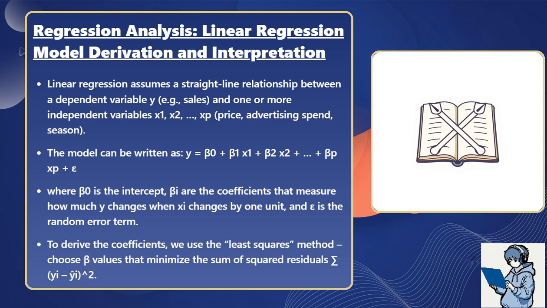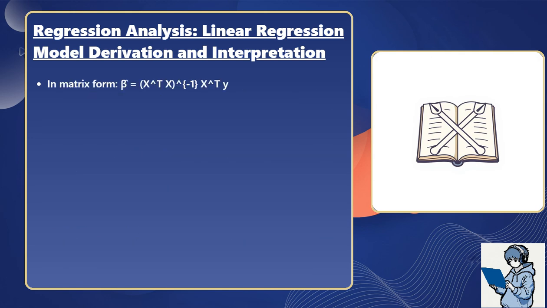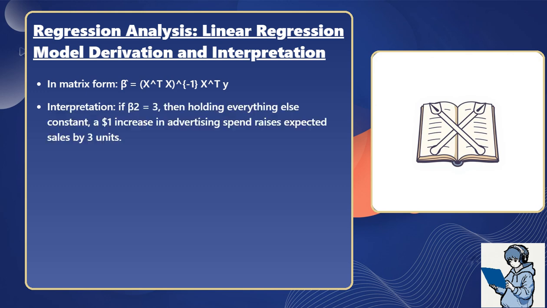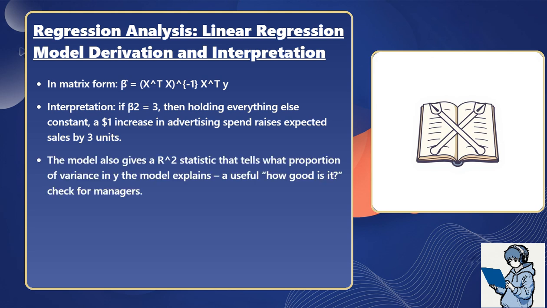To derive the coefficients, we use the least squares method. Choose beta values that minimize the sum of squared residuals, sigma of (yi minus y hat i) squared. In matrix form, beta hat equals (X transpose X) to the minus 1 power times X transpose y. Interpretation: if beta 2 equals 3, then holding everything else constant, a $1 increase in advertising spend raises expected sales by 3 units. The model also gives an R-squared statistic that tells what proportion of variance in y the model explains, a useful how-good-is-it check for managers.